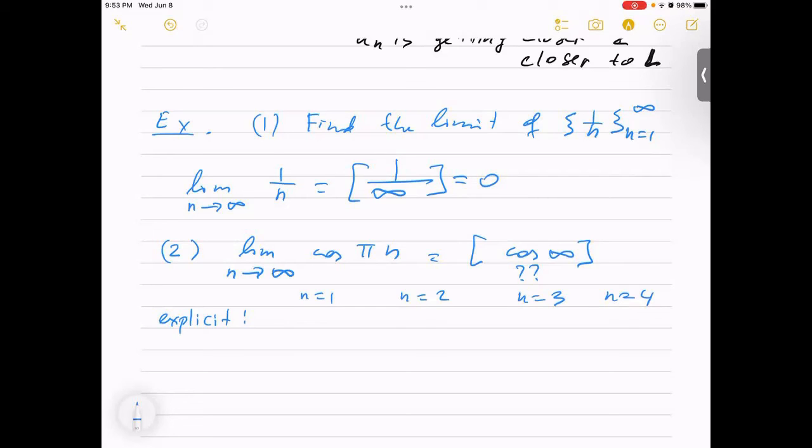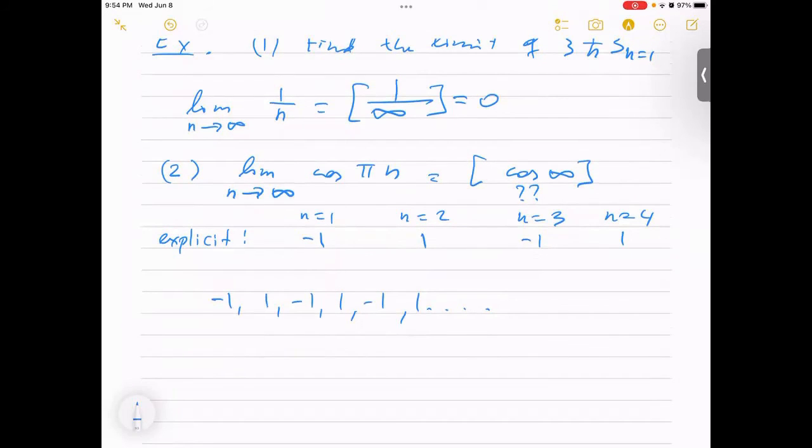When n equals 1, I'm going to get cosine of pi. Cosine of pi is -1. When n equals 2, cosine of 2 pi is 1. Cosine of 3 pi is -1. Cosine of 4 pi is 1. So we see our pattern: -1, 1, -1, 1, -1, 1.